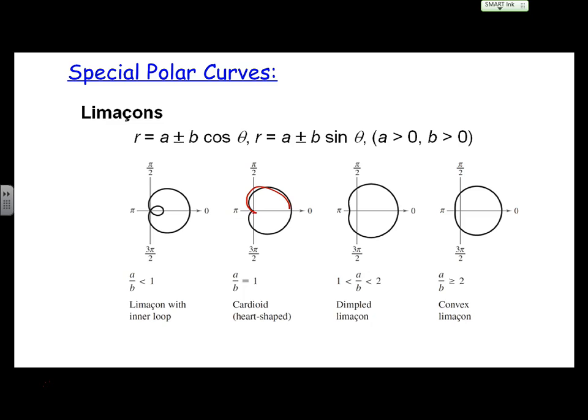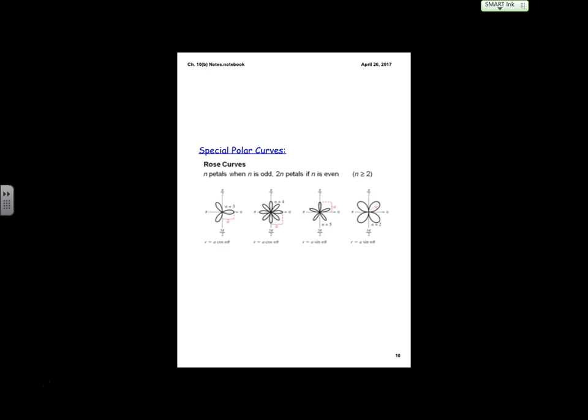This one would just go to a 0 and then go right back out. It wouldn't actually go negative to get the loop. This one goes in just a little bit, but it doesn't actually go to 0. This one just goes flat. These are all different types of limaçons, and they always happen every time you have an equation of the form a plus b sine or cosine. Could be plus or minus.